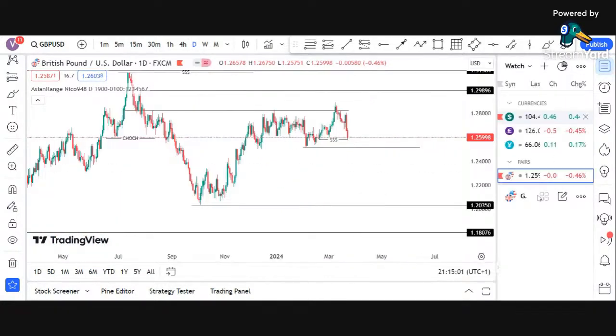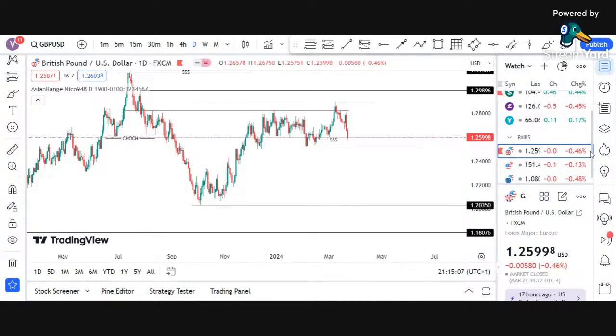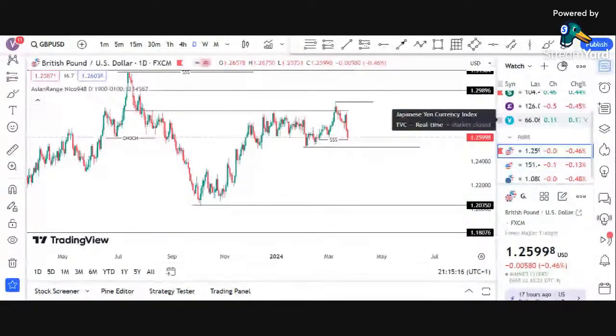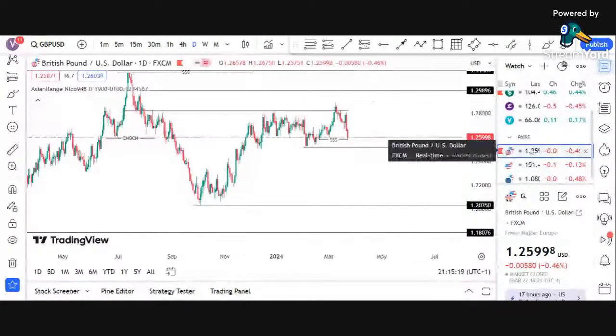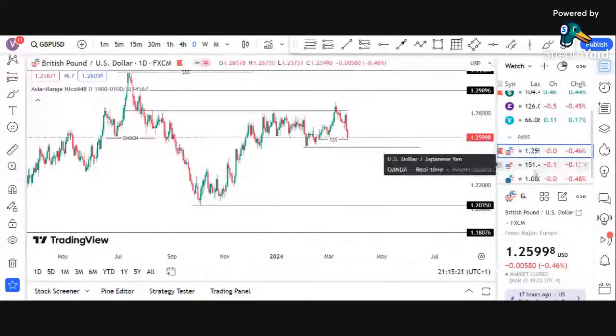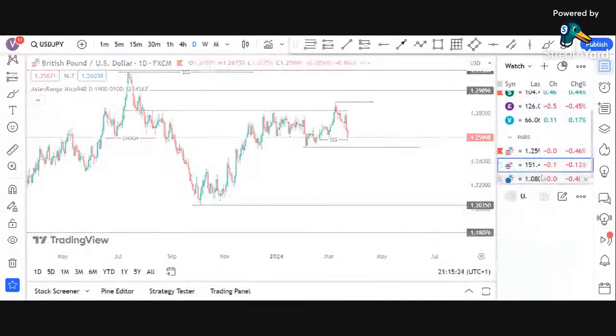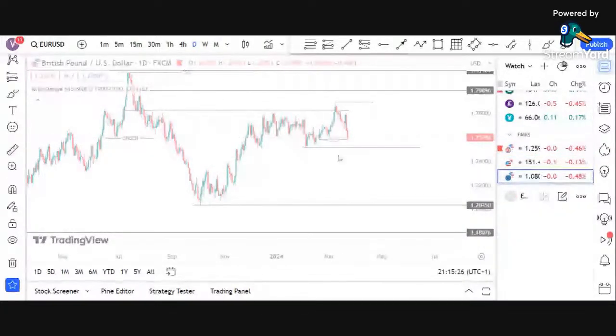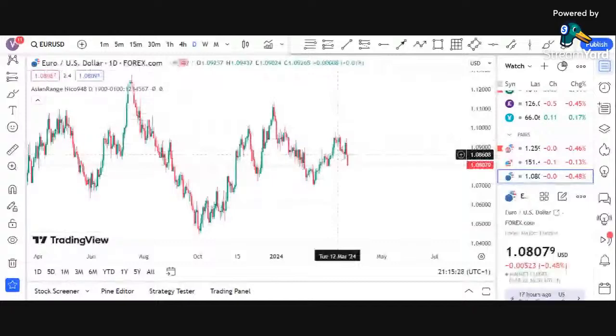So this is for GBPUSD. If you also see my checklist, you see that I have the Japanese yen currency index, because I still trade UJ, which is our USDJPY. So I'll just go to UJ. Okay, let me do EURUSD. EURUSD is still similar to GBPUSD. You will see how that is.